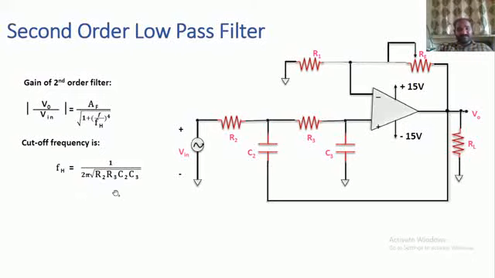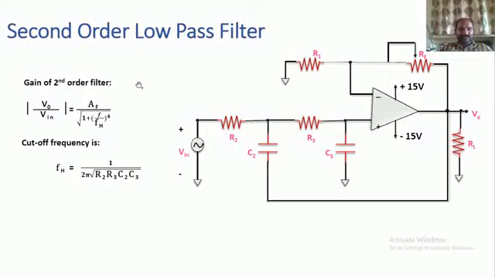So the simple case is when R2 equals R3 equals R, and C2 equals C3 equals C. Then this becomes R square C square, so the square root is avoided. Then the high cutoff frequency of the second order low pass filter becomes just like the high cutoff frequency of the first order filter. But this is the actual equation for your second order low pass filter, the high cutoff frequency of the second order low pass filter.